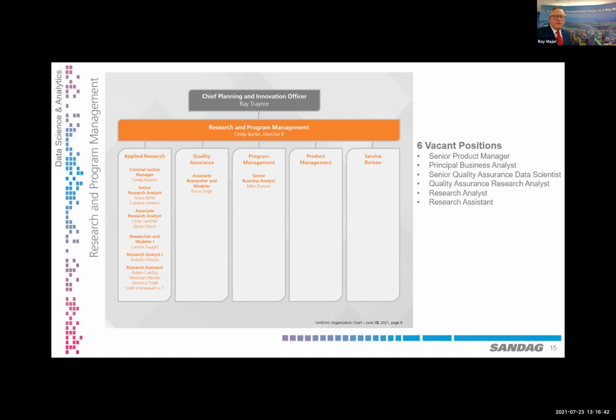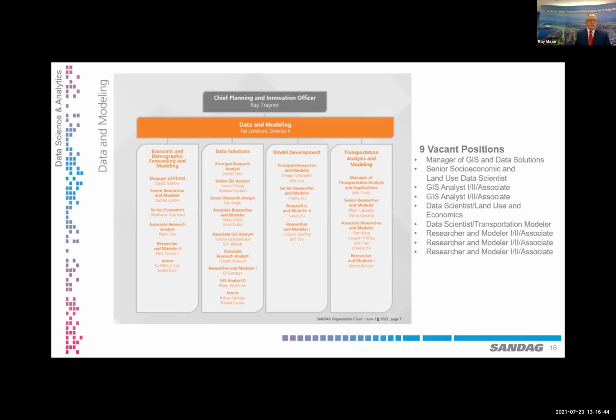Pat, can you go over your organization? And Kendall, could you just click the slide? Thank you, Ray. Again, Pat Landrum, the Director of Data and Modeling here at Sandag. Our team is structured in 4 key areas. We have a data solutions team, a GIS team, an economic and demographic analysis and modeling team, and then a transportation modeling team that we really break out into 2 key areas. One is the development of the model, the software development aspect. The second is the application of the modeling tools, the analysis, the performance metrics, and so forth, special projects.